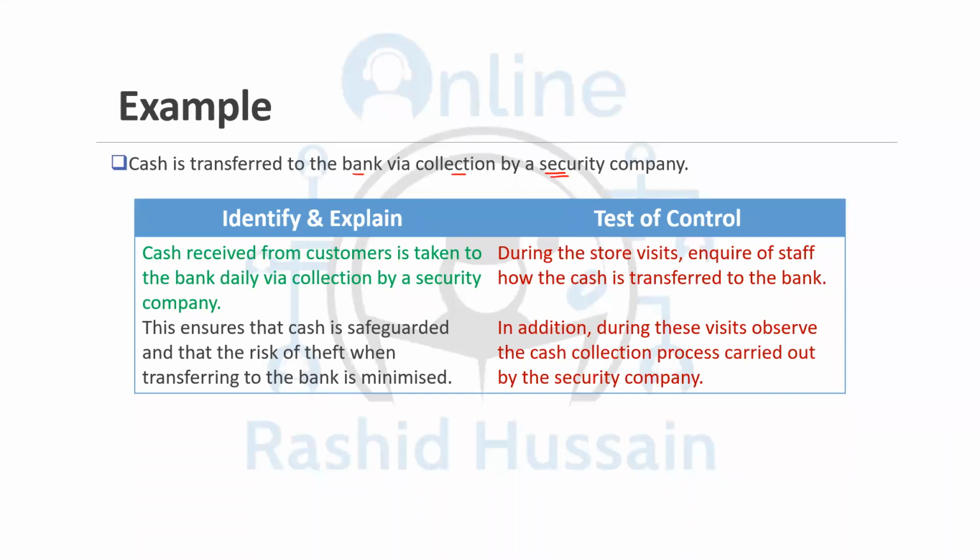And if they have a high amount of cash which they are depositing in the bank through one of their employees, an employee is taking the cash with them, so there's a high chance of theft and robbery. But if the cash is transferred to the bank via collection by a security company, which comes and collects the cash and then deposits it to the bank, then obviously there is less risk of theft and robbery. Because even if there is a robbery, that security company is insured and you will be getting the payment by any means. So cash received from the customers is taken to the bank via collection by a security company.